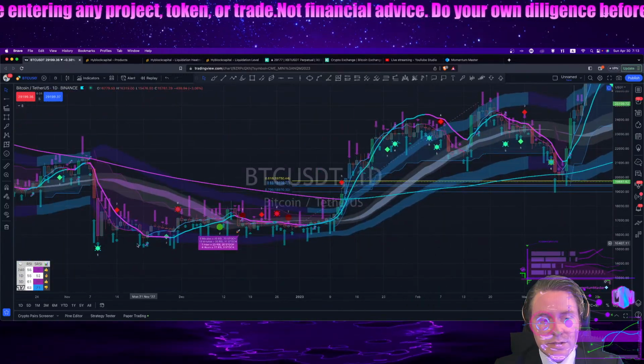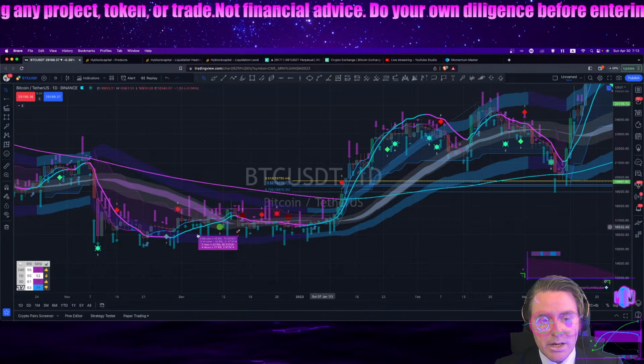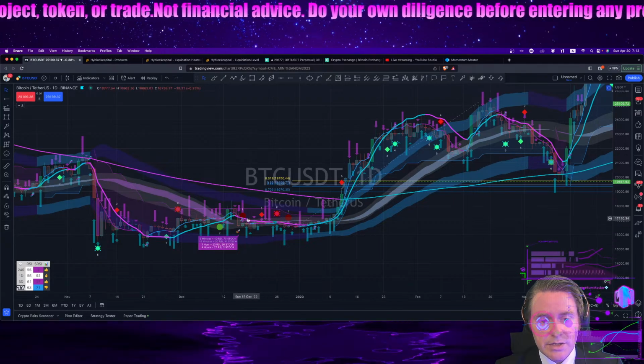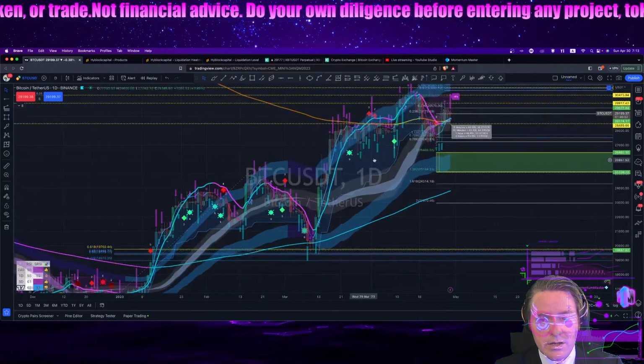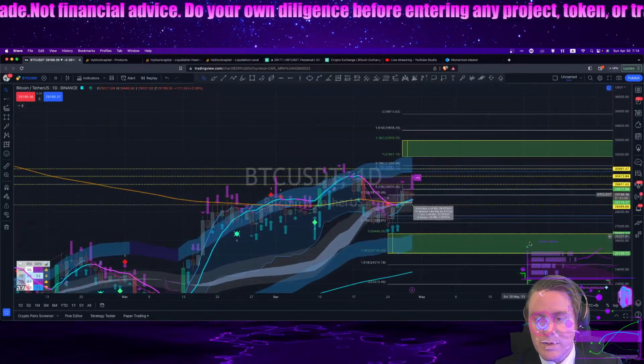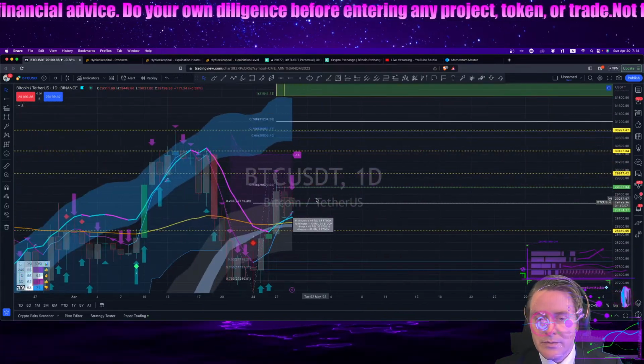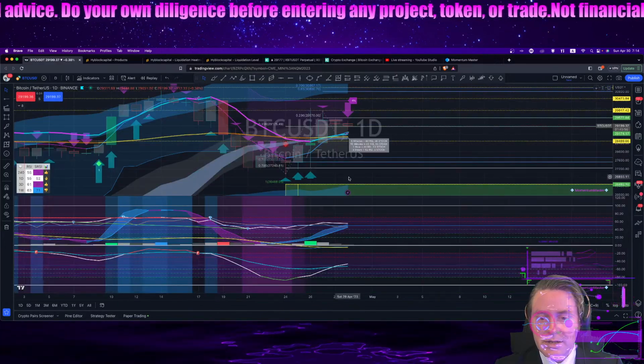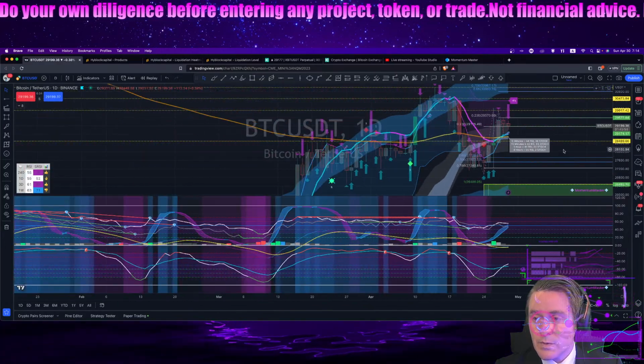Yeah, so seeing the cross up here down at the bottoms was a perfect entry. Let's go, but we're at a premium level here. All right, let's go ahead and look at the stochastic RSI.